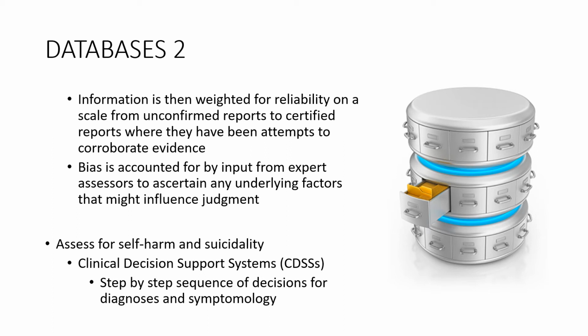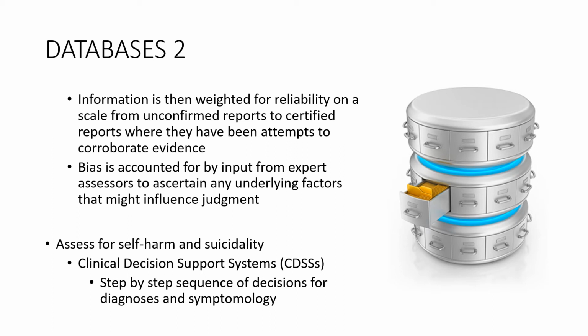Bias is accounted for by input from expert assessors to ascertain any underlying factors that might influence judgment. So then humans will also be put into it to say, well, for this specific case, we want to also consider these things as well. And that's what it's saying: there's a computer element, but there's also a human element as well.